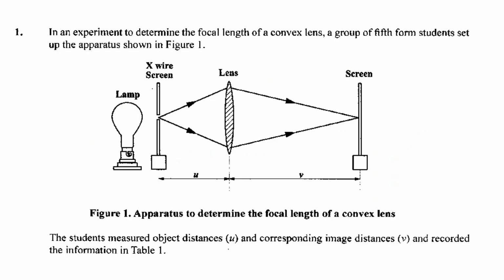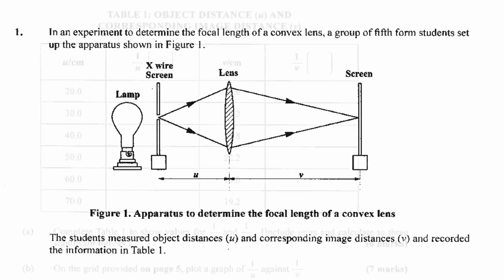In an experiment to determine the focal length of a convex lens, a group of 5th form students set up the apparatus shown in figure 1. The students measured object distances u and corresponding image distances v and recorded information in table 1.